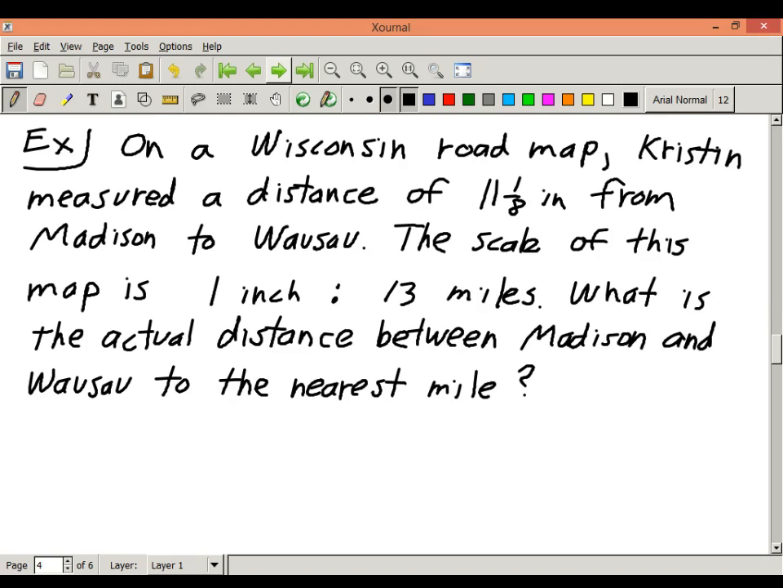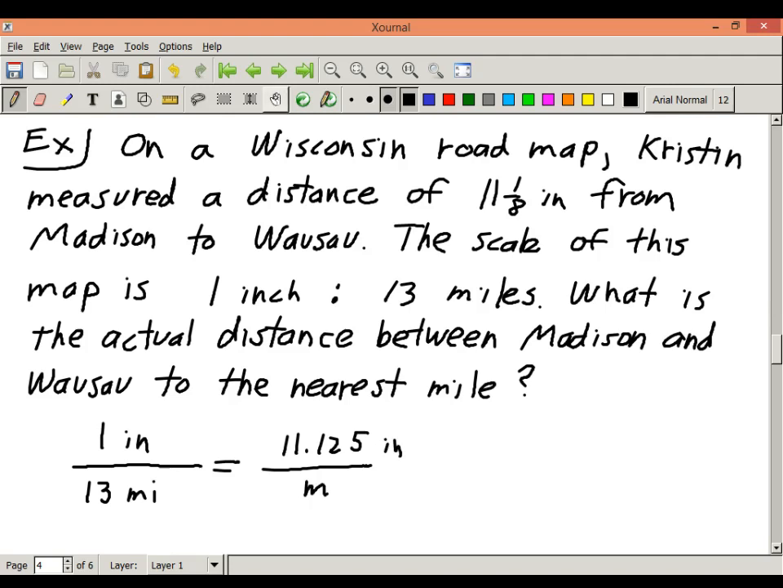So we're going to set up a proportion. Just be consistent with your proportion. So the scale of the map is 1 inch, and I'm going to write the units on here so I remember. So 1 inch over 13 miles. So that means on the other side of the equal sign, I have to be consistent, put inches on top there. So 11 and 1/8 inches, I'm going to write as a decimal. It's 11.125 inches. And then we'll just say M is for miles here.